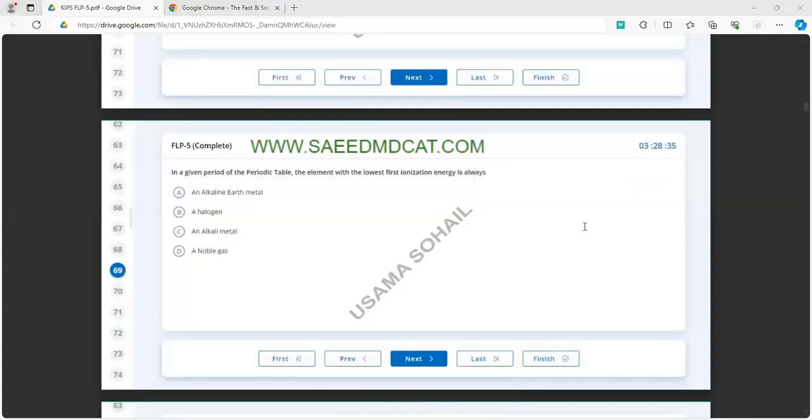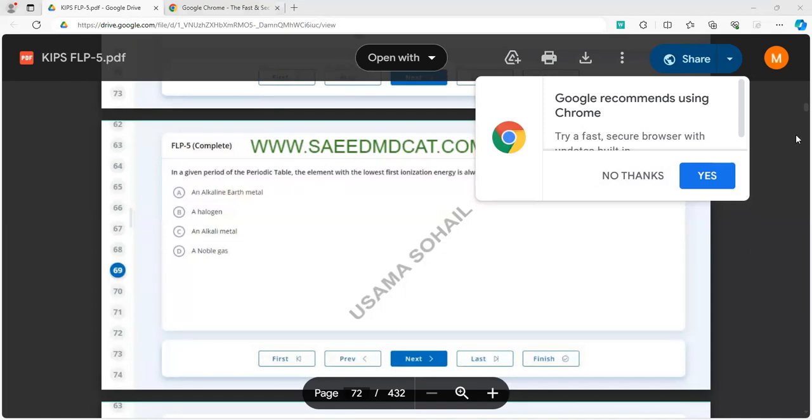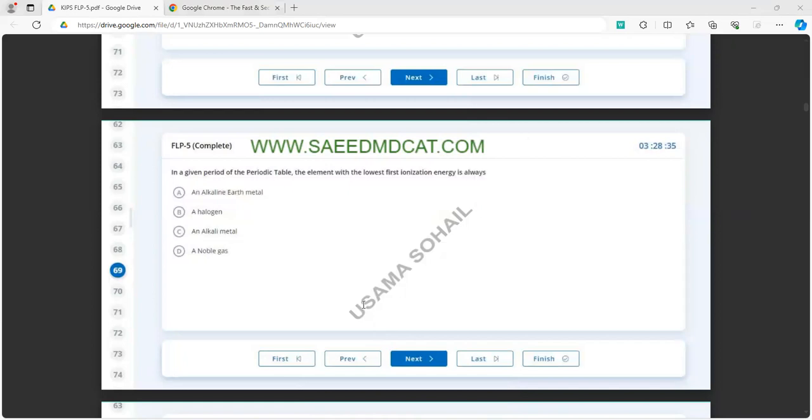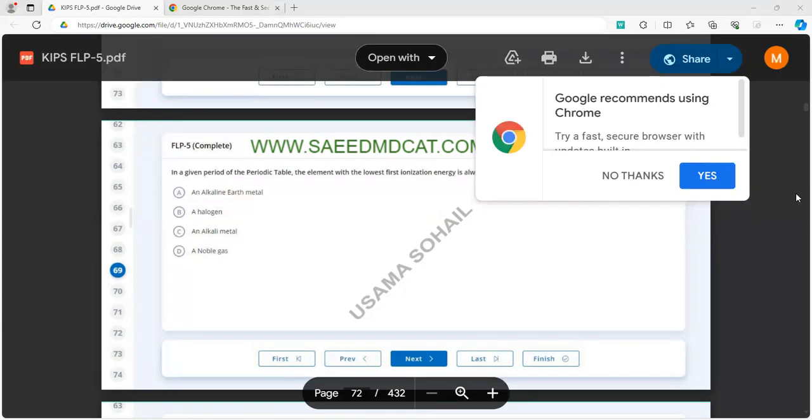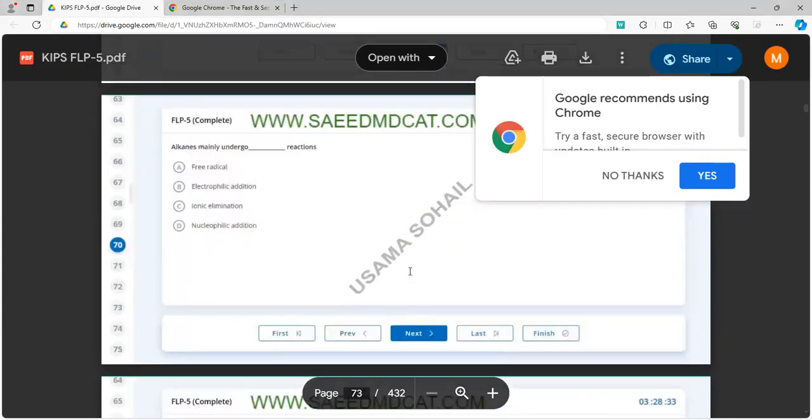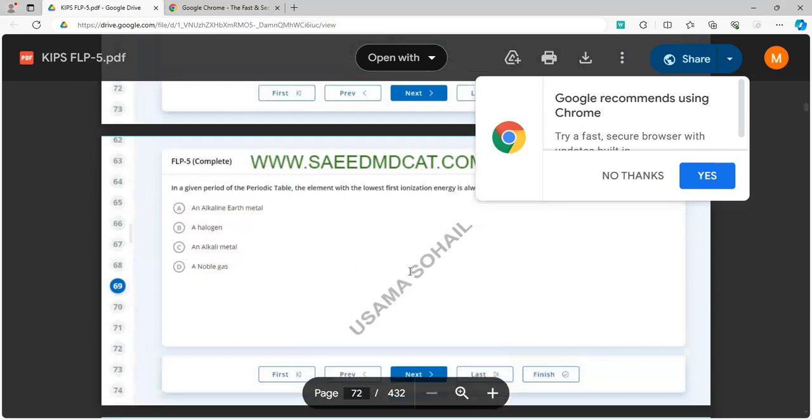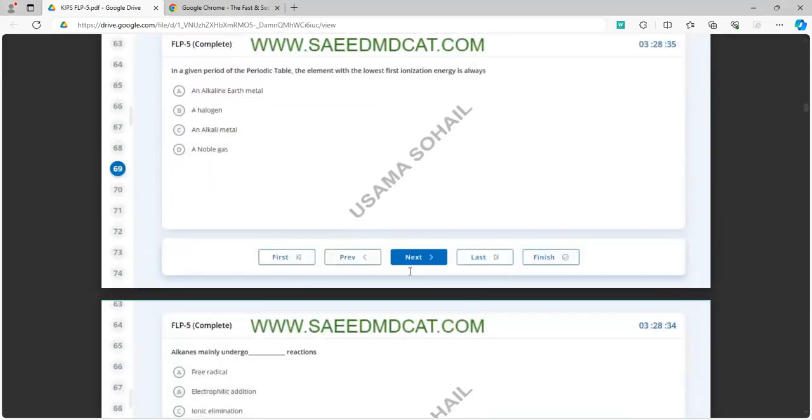Good morning. Today I will be starting off with question number 69, which starts off the chemistry section of this FLP. In question number 69, they've asked which element has the lowest ionization energy. We know that alkali metals have the lowest ionization energy since they are in group 1. So the correct answer is C.